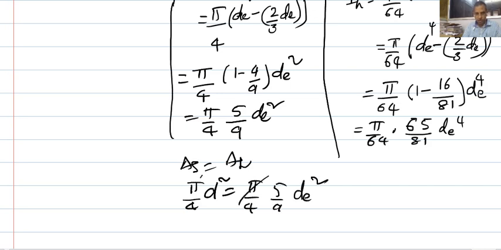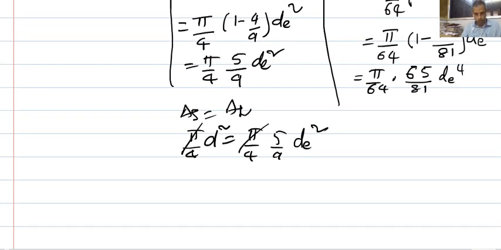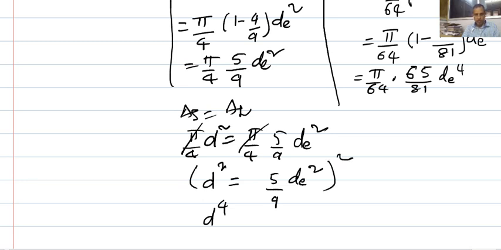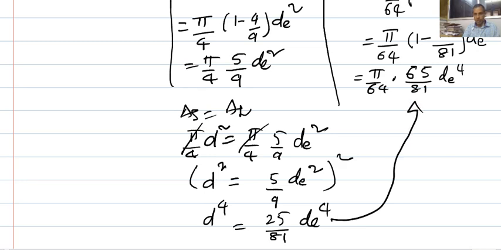So this gets cancelled, right. So d square, I have a relation here. Small d square equals 5 by 9 d e square, and d power 4, squaring both sides, so what do I get? d power 4 is equal to 25 by 81 d e power 4, and this I can substitute where required, right.